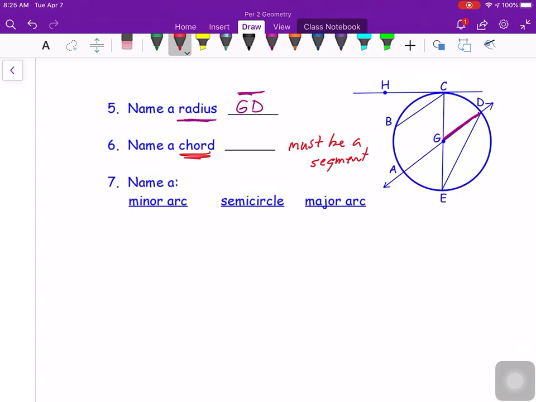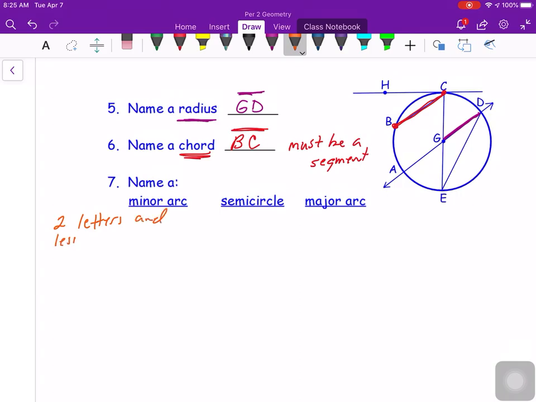Now a chord. A chord must be a segment. So I know that for sure. I'm going to put the segment symbol. And it has to have two endpoints on the circle. So if I look here, BC, segment BC would be a chord.